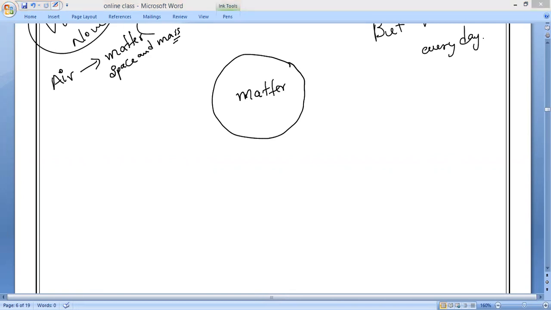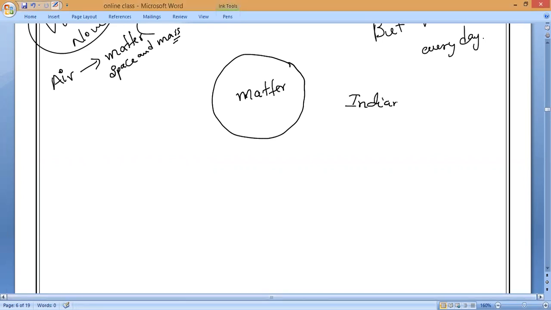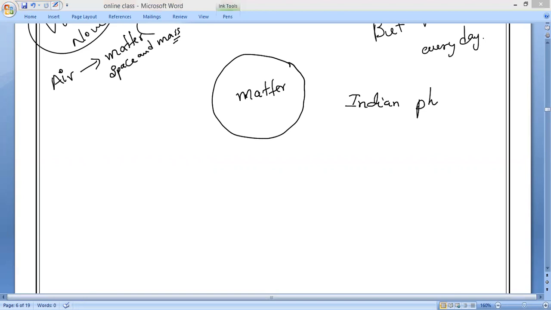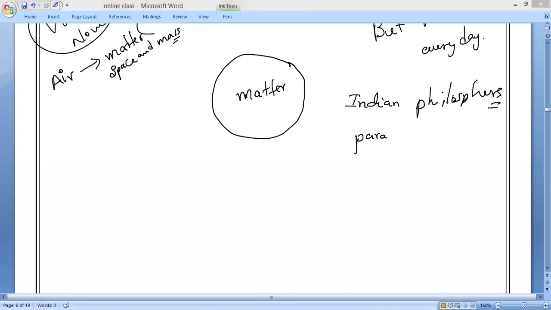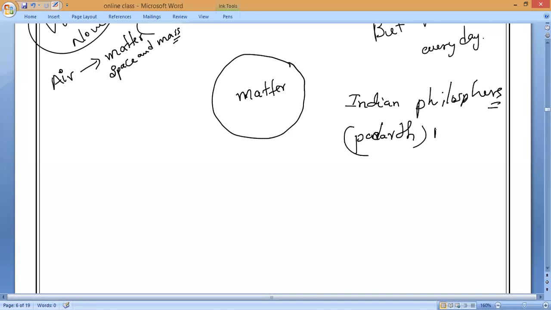If we take our Indian philosophers, understand? What do you mean by philosophers, guys? They are not technically strong, they are not working in technical fields, they will speak the words, that's all. So what will the Indian philosophers say? Our Indian philosophers will say that matter we can also call padarth. What is that Sanskrit word for matter? Padarth. Understanding? P-A-D-A-R-T-H. Padarth we used to call matter.